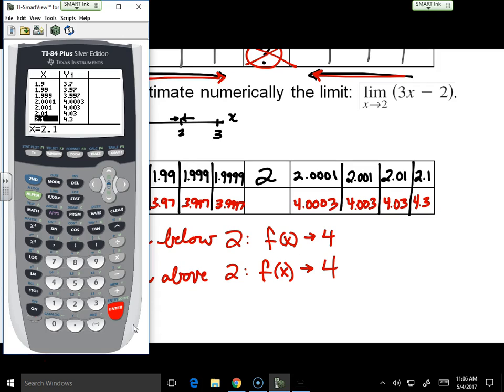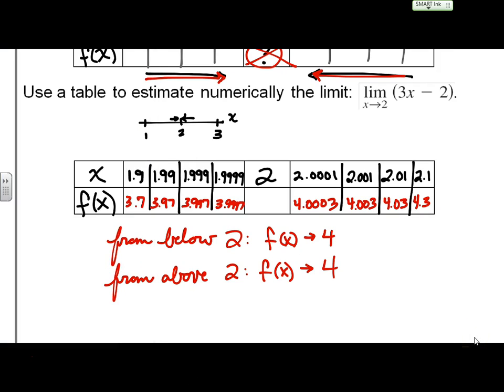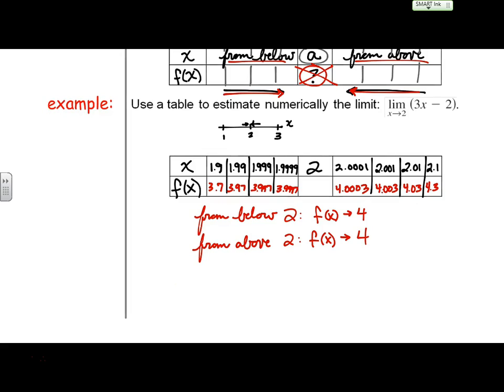So what does this show us? Whether we come from below 2 or from above 2, f of x seems to be approaching what? 4. So therefore, without even knowing what's going on at 2, it doesn't truly matter for a limit. The limit as x approaches 2 of my function 3x minus 2 is 4.